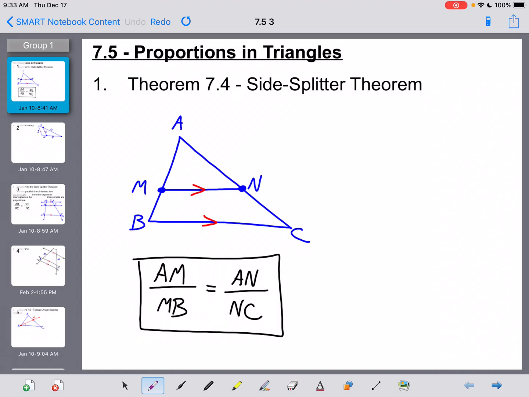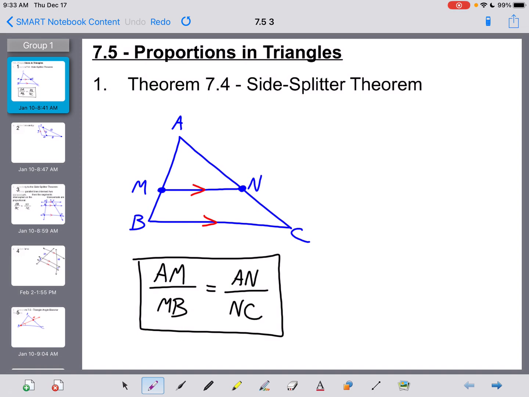Okay, geometry, we're going to get moving now into section 7.5, which is the last section that we're going to be covering here in chapter 7. And this one kind of takes everything we've been talking about lately to the next level by talking about proportions within triangles that are going to end up being similar to each other.